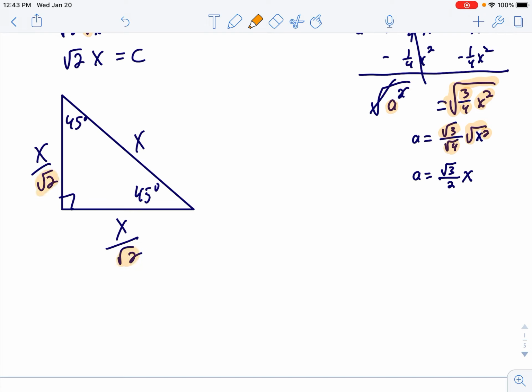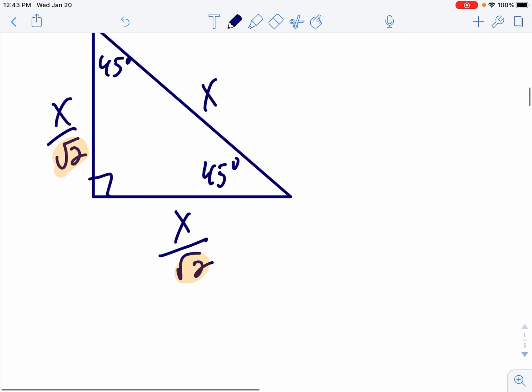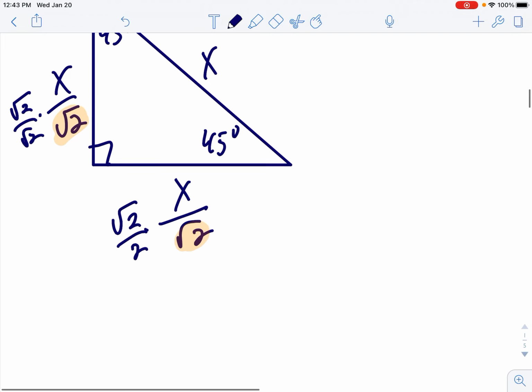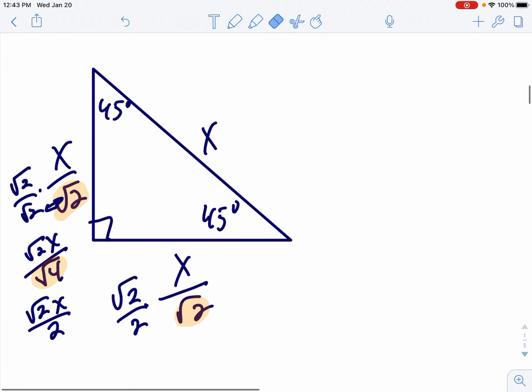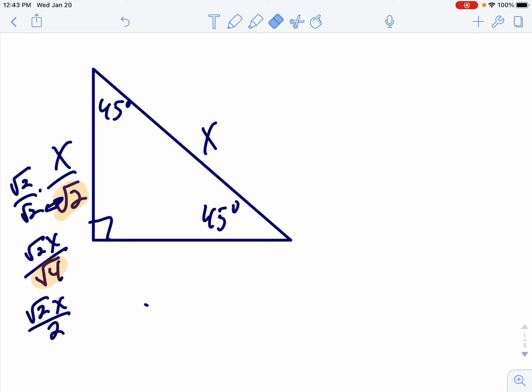That's a thing. So I don't know if you remember how to rationalize, but you multiply by radical 2 over radical 2. And so this gives you square root of 2x over square root of 4, right? 2 times 2 is 4. And of course, the square root of 4 is 2. So you get radical 2x over 2. And man, that looks like a mess. But here's what it boils down to.